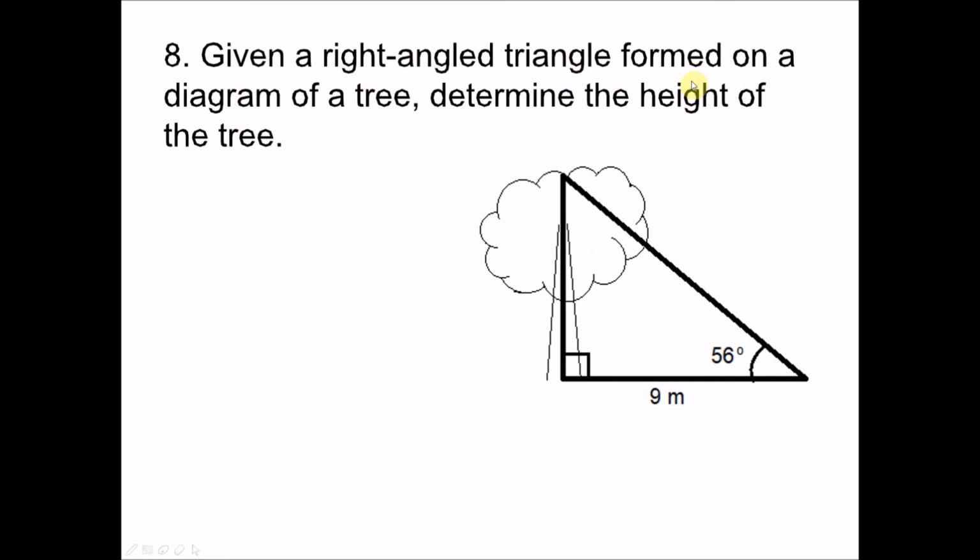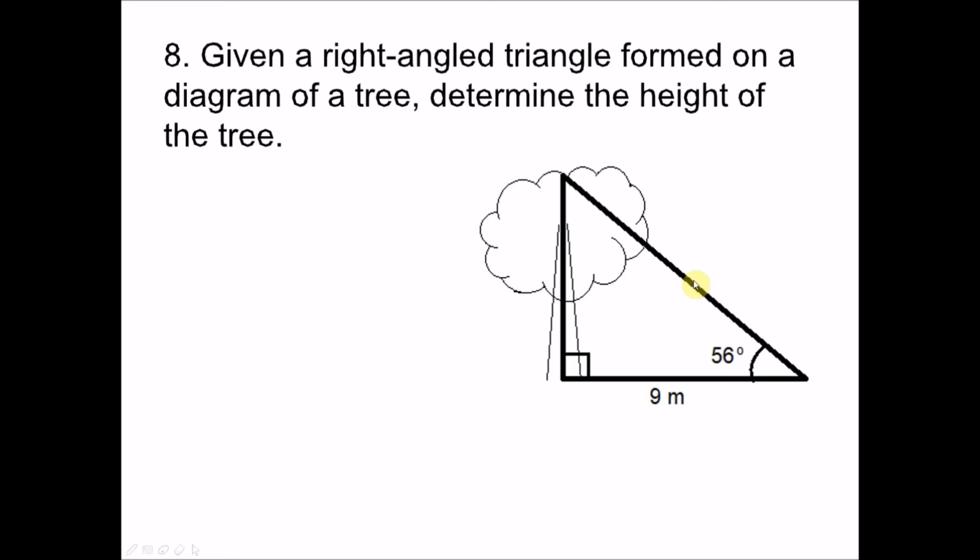Question 8. Problem solving types of question. Given a right angled triangle formed on a diagram of a tree, so we have a tree here. Yes, this is a tree, a very bad drawing of a tree. Determine the height of the tree. So the height is from here to here, which is the length of this side of the triangle. So since we are given this angle and we are given the length of the sides, we need to use trigonometric ratios, which is either sine or tangent.